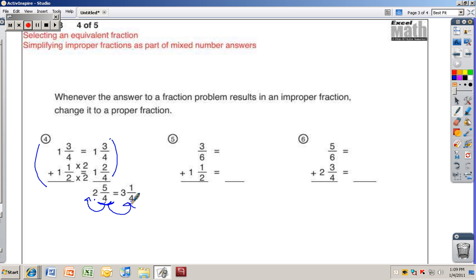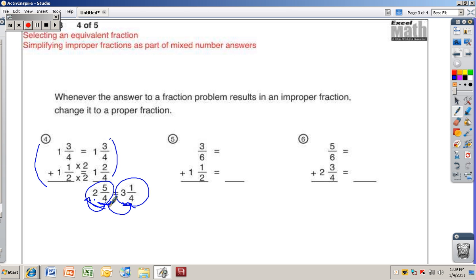I'm going to let you go ahead and try numbers 5 and 6 on your own. Pause the video and turn it back on when you have an answer. Remember, the object of the game here is to change your improper fraction into a proper fraction. You can pause the video now. Okay, do we have anybody that wants to volunteer to do these? Okay, here goes Kaylee.